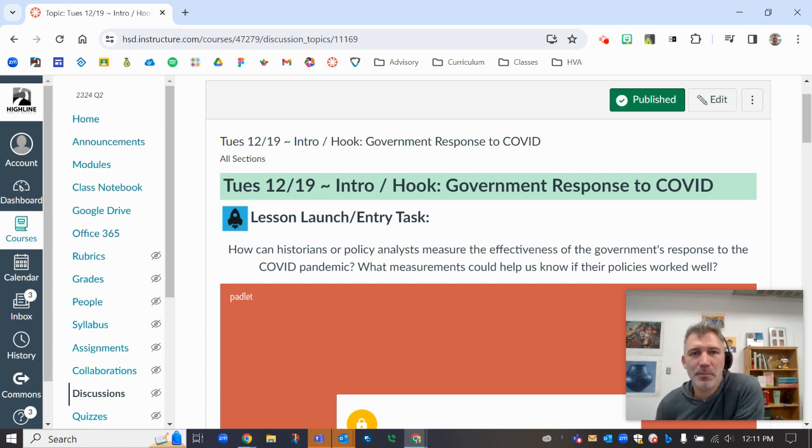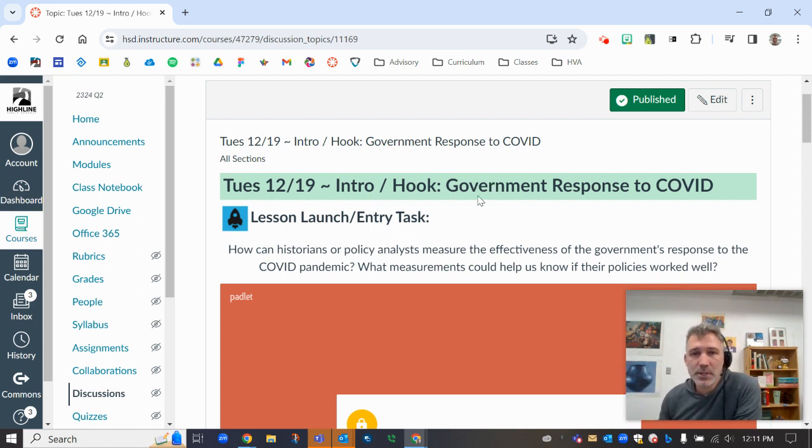So we're kind of introducing and starting off the second part of Unit 2. In the first part of Unit 2, we were just looking at different types of governments and how you could measure the effectiveness of those different governmental systems in terms of their social, political, and economic impact on their citizens.